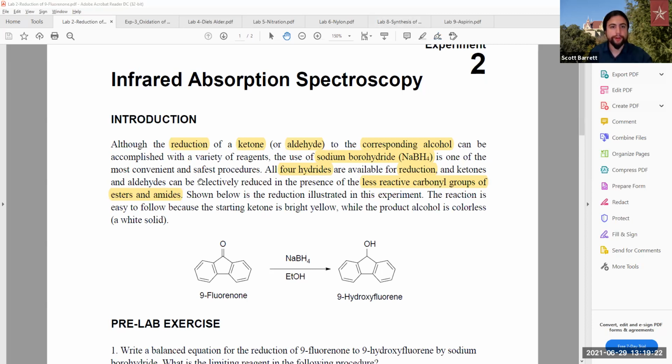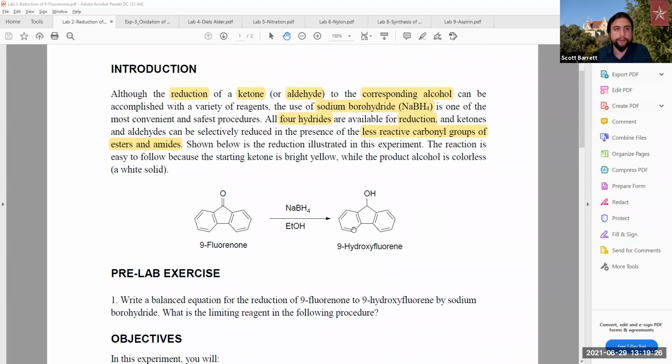Okay, so now that we're going into our second experiment here, which would be the reduction of 9-fluorenone. So remember that reduction reactions need to involve a reducing agent, whether it be weak or strong. In this case, sodium borohydride is a mild or weak reducing agent, and it does work on ketones. However, if we were trying to go forward with something like a carboxylic acid, we would want something stronger like lithium aluminum hydride or DIBAL.